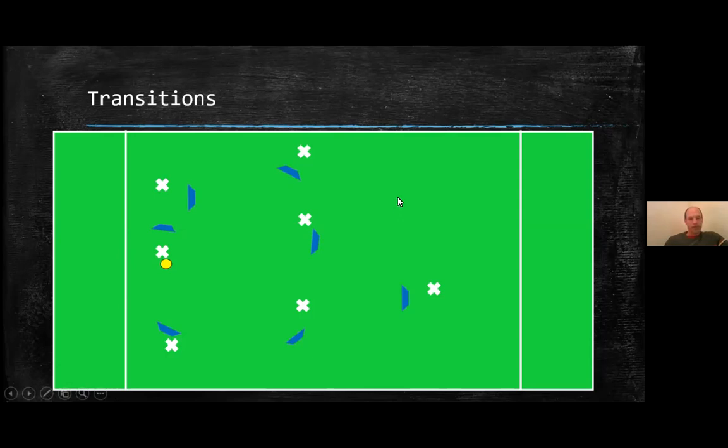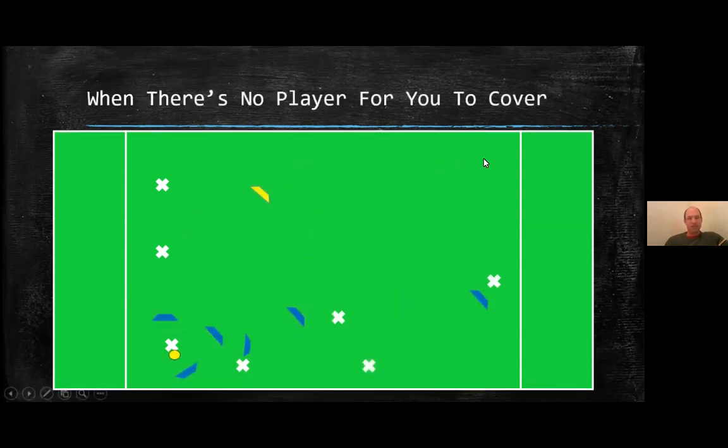One more thing I want to talk about, which Jen touched on briefly, is what do you do if there's no one in your zone? We're looking at this wing here. Everyone's left their zone. What do they do now?